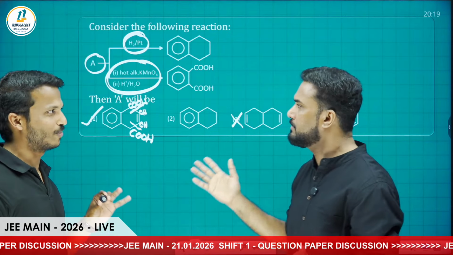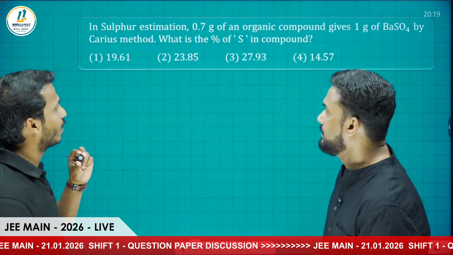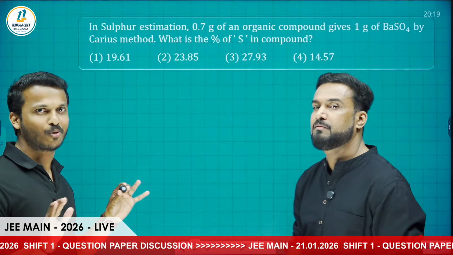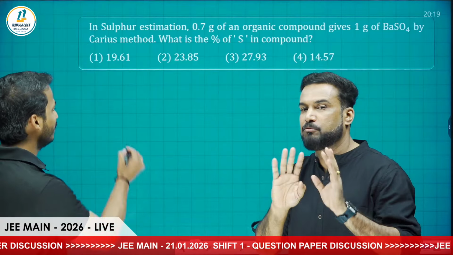Yes, this is the easy one. One of the easiest, normally. Question number 2 is on sulfur estimation. Qualitative and quantitative analysis, we did this already in class also, so we can expect many questions from it. We told you that you will get 4 marks.